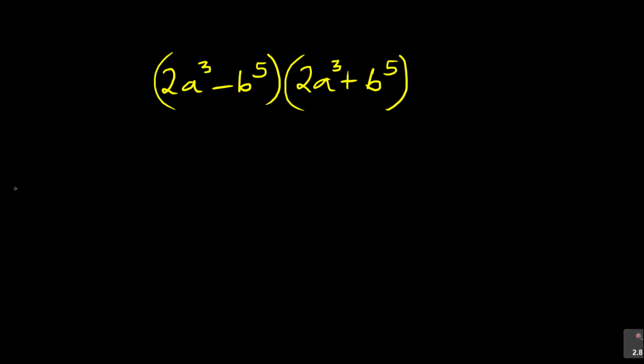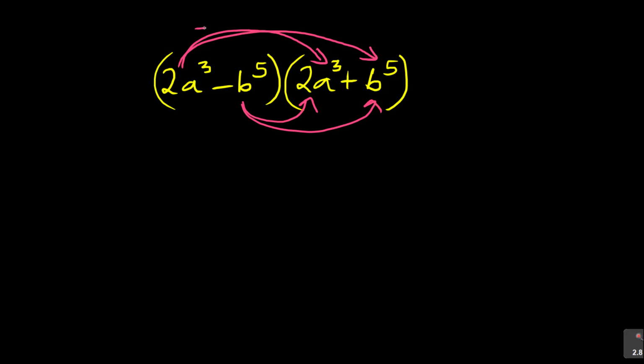Now let's look at this. You use the same what? Same FOIL method. This multiplies this, and this multiplies that. The inner multiplies this, and this multiplies that. So you've got the number 1 here, the first one. This is number 1, this is number 2, this is number 3, and this is number 4. So let's start with the order like that.